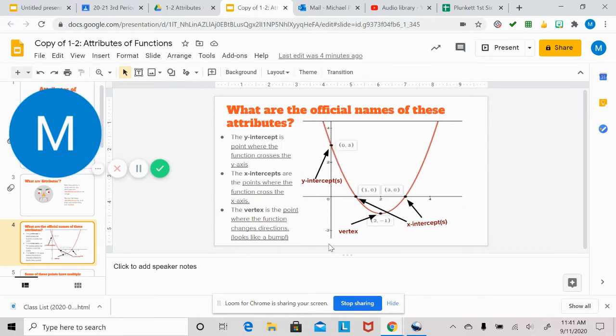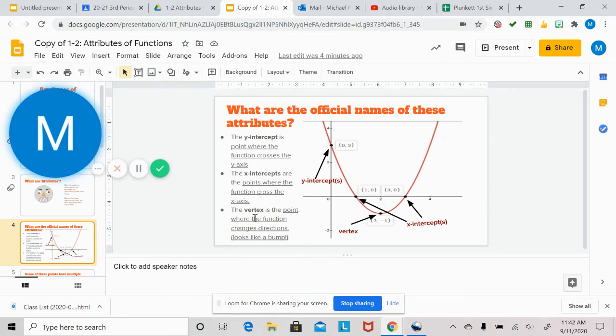Remember, your y-axis is going up and down. It's that black bolded reference line. And it's the same thing with the x-intercept. The x-intercept is where the graph crosses paths with the x-axis. And remember, the x-axis runs horizontally, side to side.